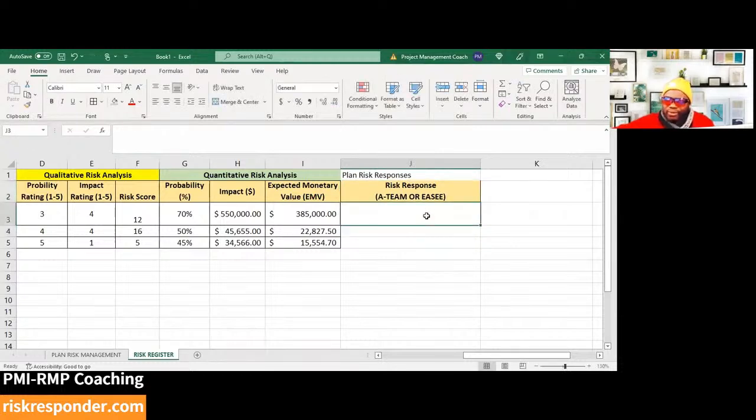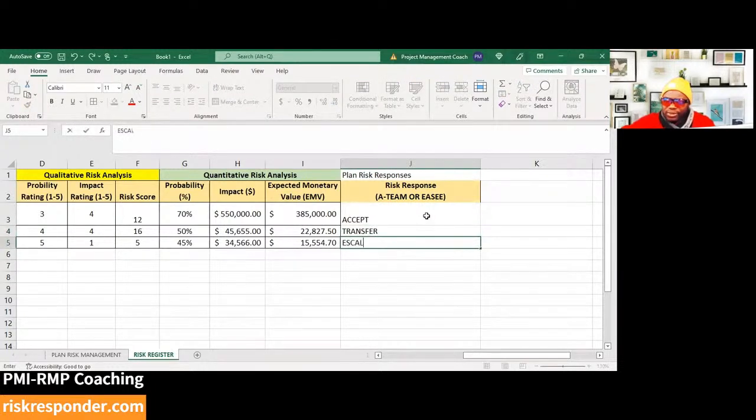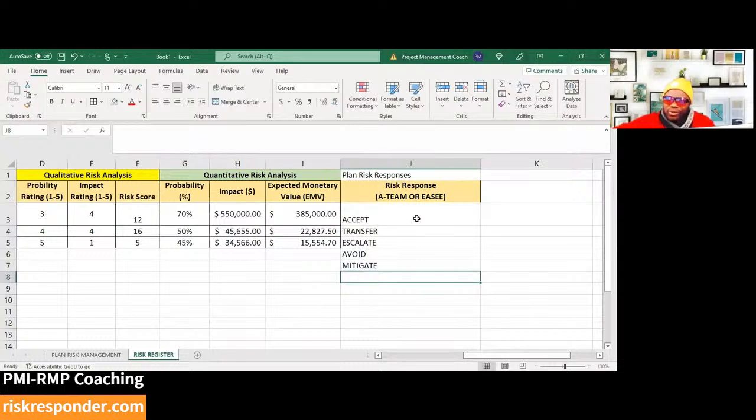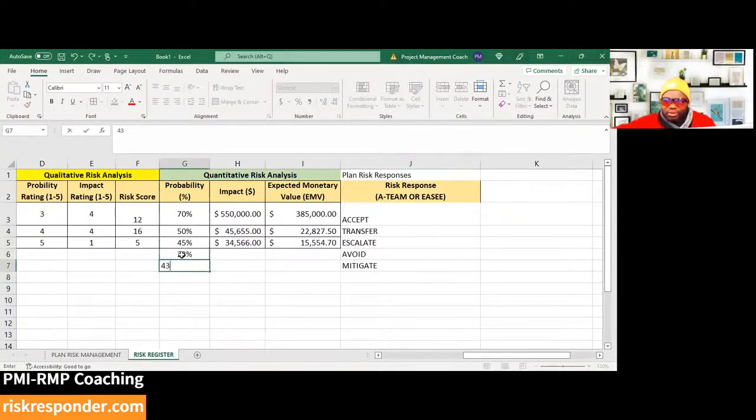So we're talking about, for negative risks, we have accept, transfer, escalate, avoid, mitigate. So imagine you had risk items here for all of these.